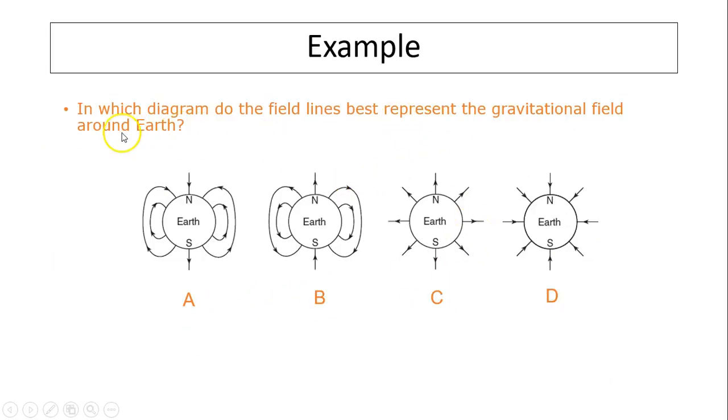Let's take a look at this example. In which diagram do the field lines best represent the gravitational field around Earth? We know the gravitational field around Earth is pointing toward the center of the Earth. So it's not A or B. C is pointing away, that's not right. So the answer is D.